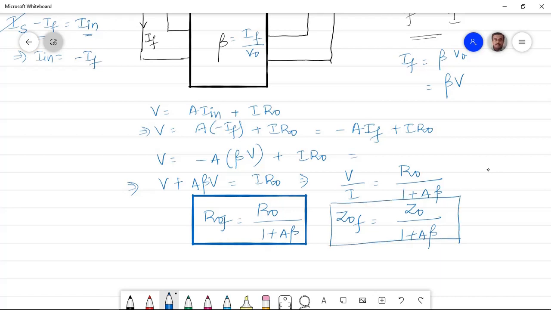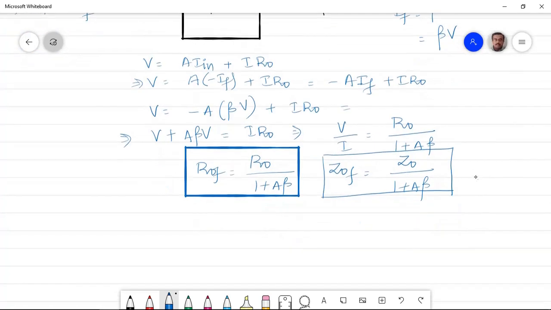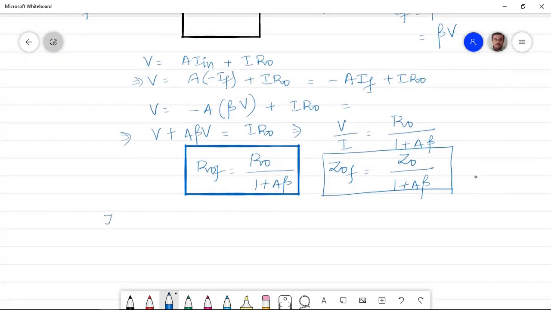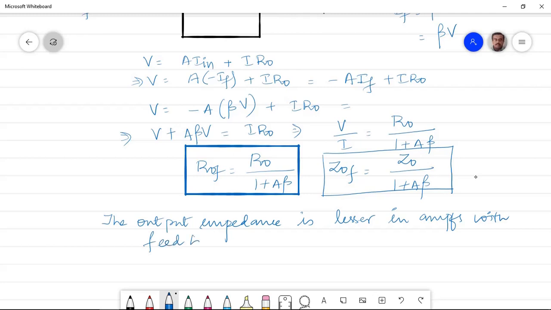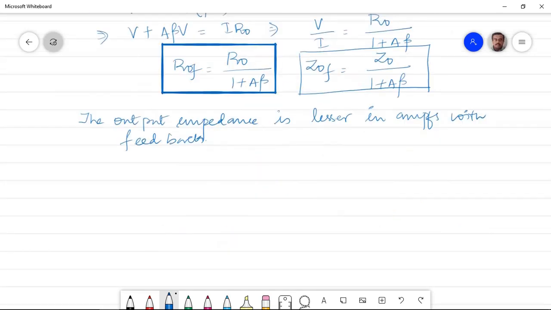The conclusion we can draw from this is that the output impedance is lesser in amplifiers with feedback, because it's very clear that ZOF is lesser than Z naught. Okay, so we can summarize the voltage shunt. So what is the summary?